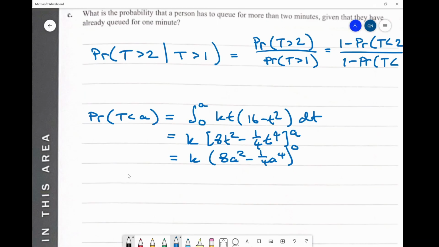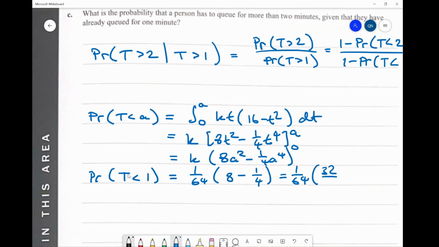So we want the probability that t is less than 1. Let's do that first. That just means plug in a equals 1. So this is 1 on 64 times 8 minus 1 quarter. 8 is precisely 32 on 4, minus 1 quarter. So that's going to be equal to 1 on 64 times 31 on 4. So that's going to be 31 on 256.